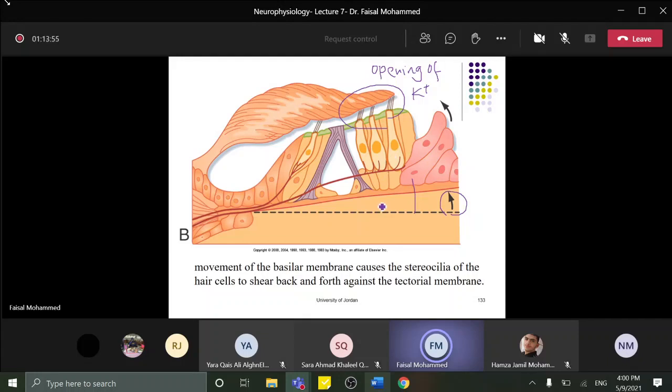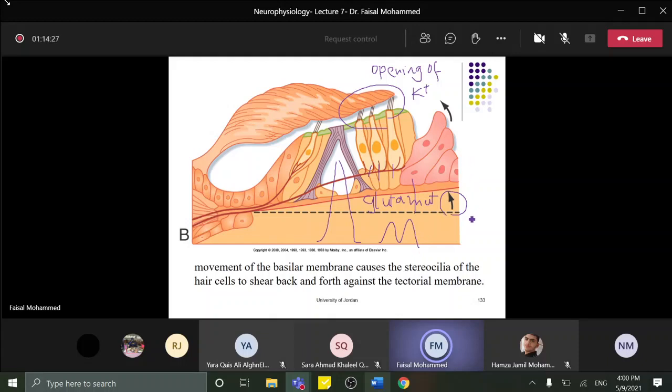When the potassium channels are open, there is depolarization and release of a neurotransmitter, and the neurotransmitter here is also glutamate. But here glutamate is excitatory, unlike the visual system, where it is inhibitory. So as you see, when the basilar membrane goes up, there is depolarization. When it goes down, there is hyperpolarization. So there is a wave of action potential, up and down. More action potential, less action potential.